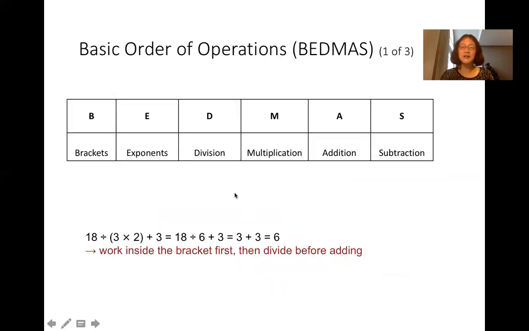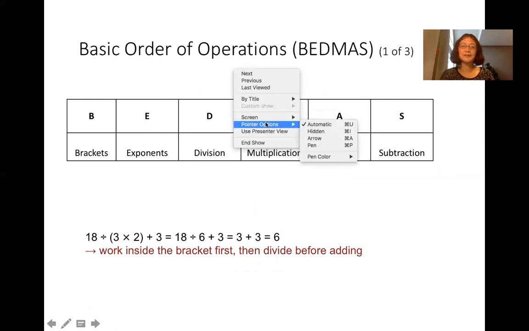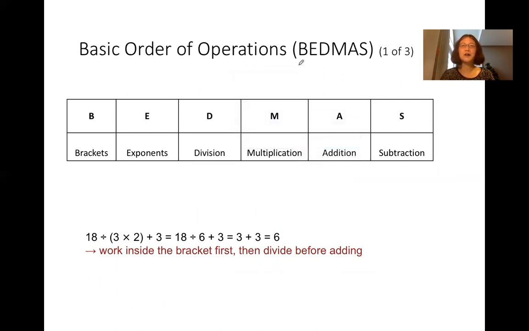When you do operations, we have a rule, the basic order of operations. We call it BEDMAS. B stands for bracket. We do the bracket first. The most important thing is to do the bracket. E stands for exponents. For example, 2 raised to power 3. And D is for division. For example, 4 divided by 5.